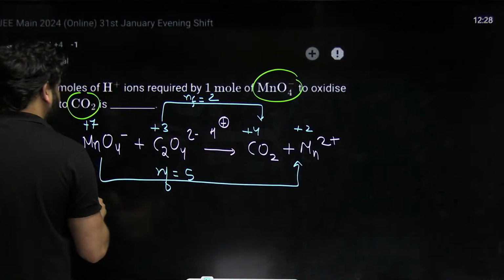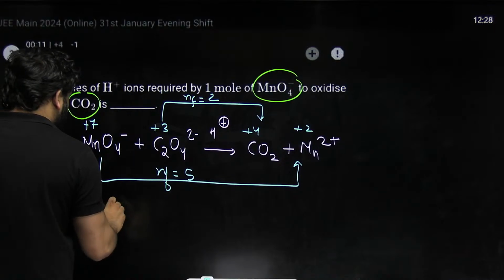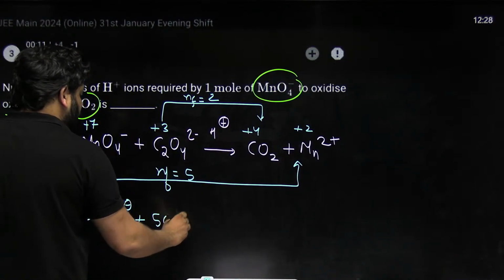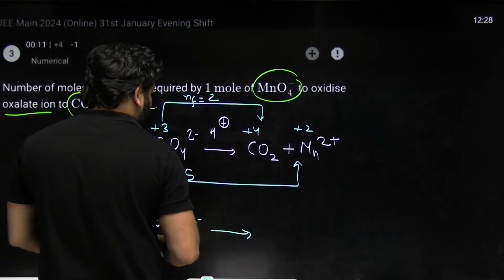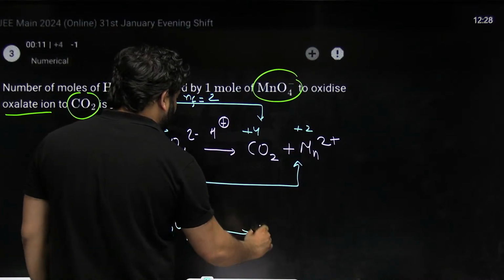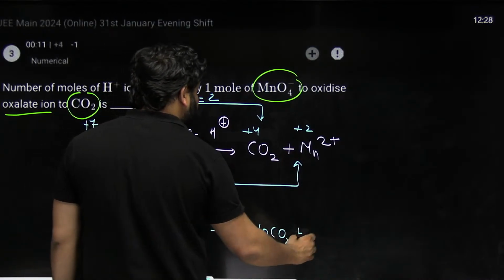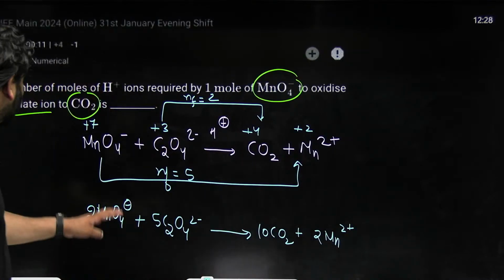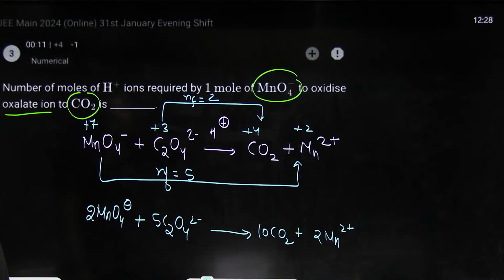Cross multiply them, what will it make? 2 times permanganate ion plus 5 times C2O4 2 minus. Equate the number of manganese and CO2 also, so it will become 10 CO2, and it will also become 2 times Mn2 plus. It's a basic reaction. It's asking how many H positive are required.